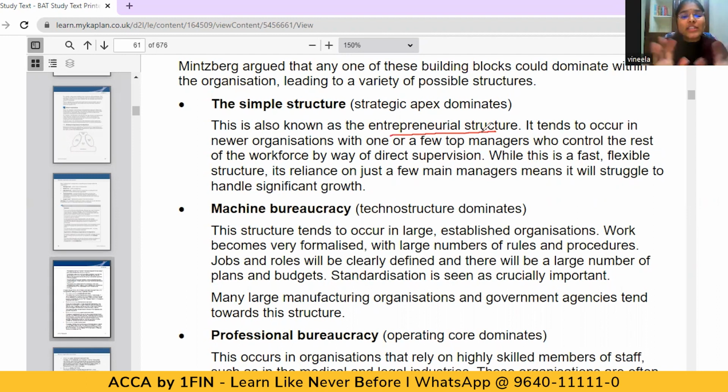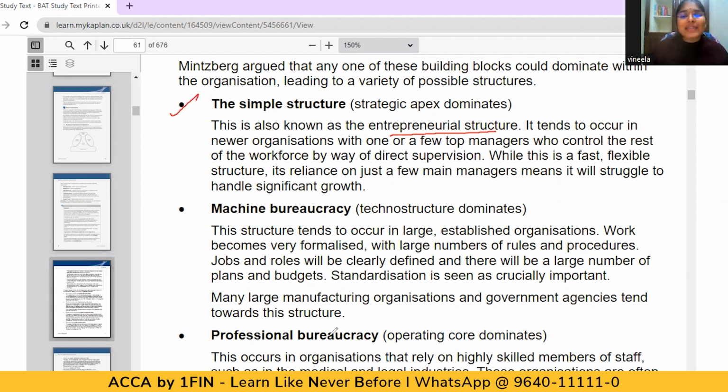Or the organization is run by a few top managers. The top managers will try to dominate the organization. The top managers will command the strategic apex. So the CEO has very good knowledge, where he is a specialized person. He has a whole professional experience. Then he will try to dominate the organization, who is a part of your strategic apex. Then that type of structure will be called a simple structure.